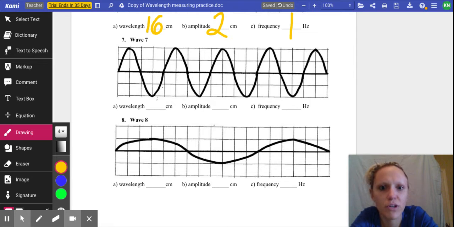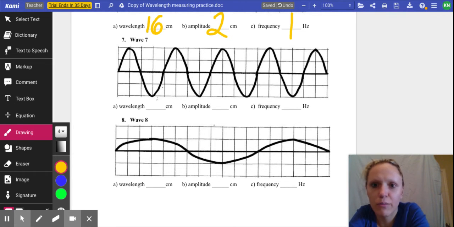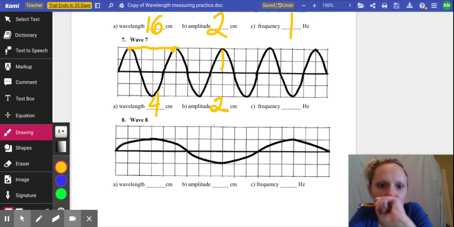Okay, so for number 7, I'm going to count from my crest to my crest. And so 1, 2, 3, 4. So 4 centimeters. Okay, amplitude. For me, amplitude is super duper easy. And then frequency. So how many of these do we get?